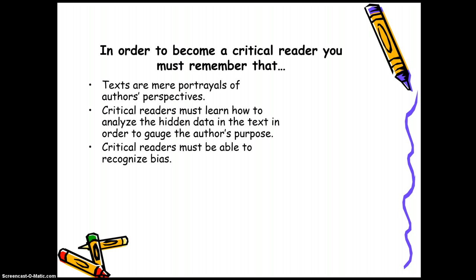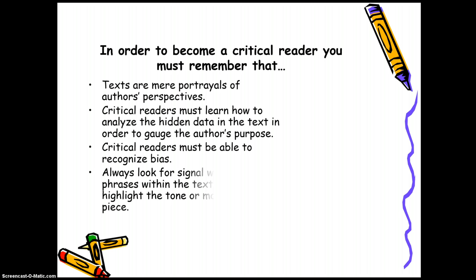These are some of the questions that you need to be thinking to yourselves while you're critically reading. Critical readers must be able to recognize bias and always look for signal words or phrases within the text that highlight the tone or mood of the piece. So we need to think in the back of our minds, all are part of making inferences using text evidence.